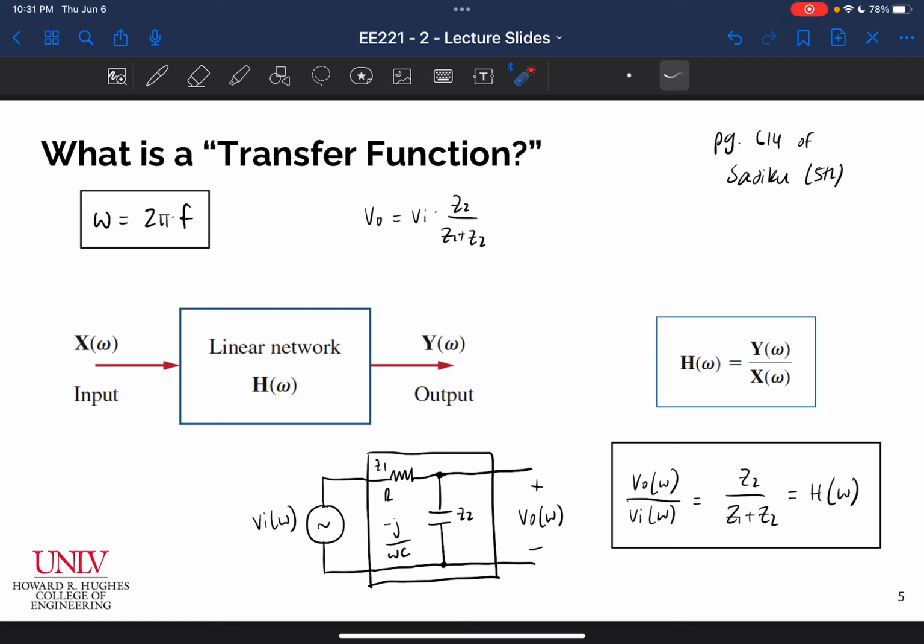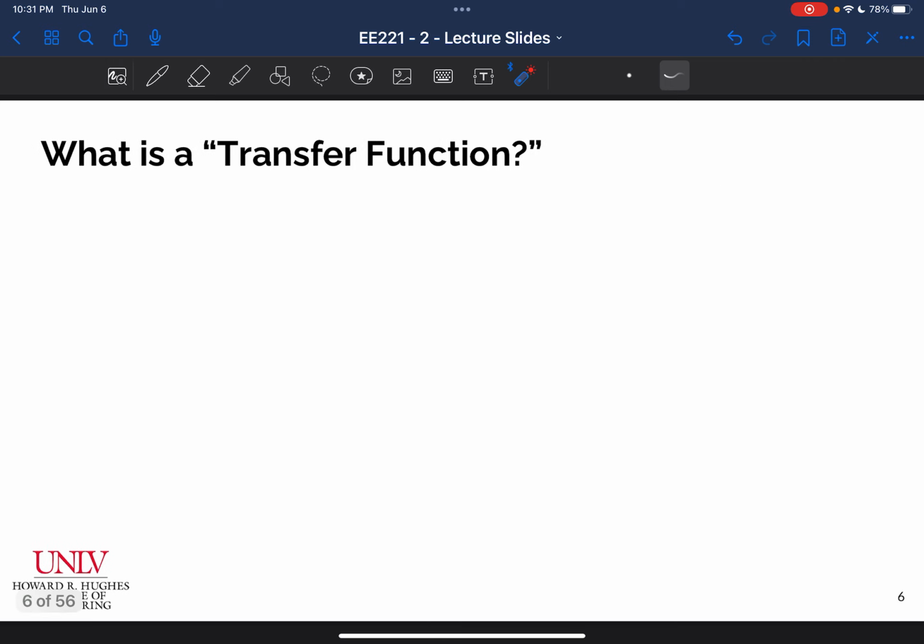And so in this case, I just decided to use an RC circuit for my linear network, but it could be any combination of resistors, capacitors, and inductors because those are considered to be linear elements, okay? And so in the next slide, I just want to draw another general case here.